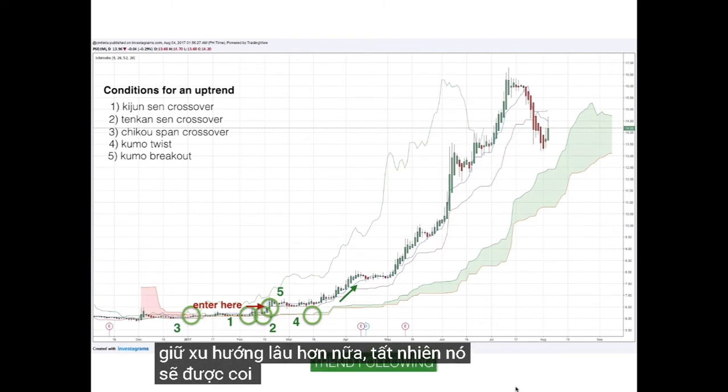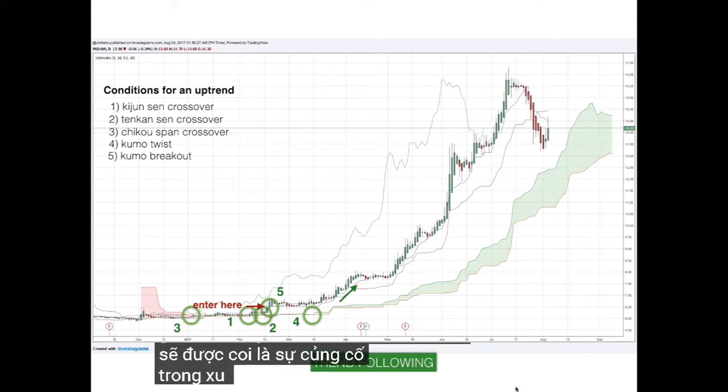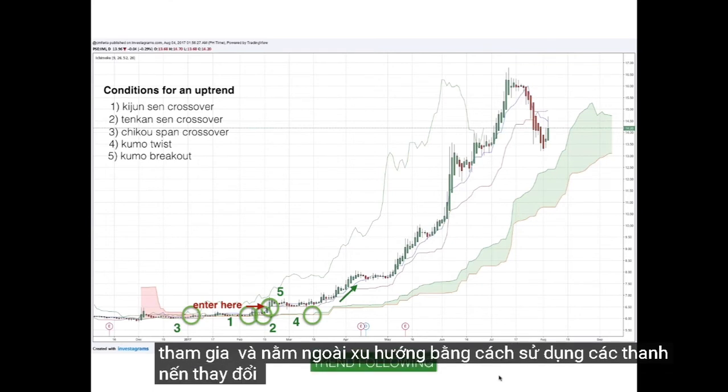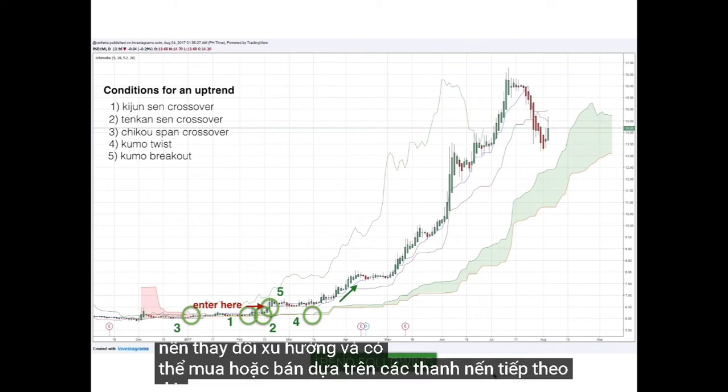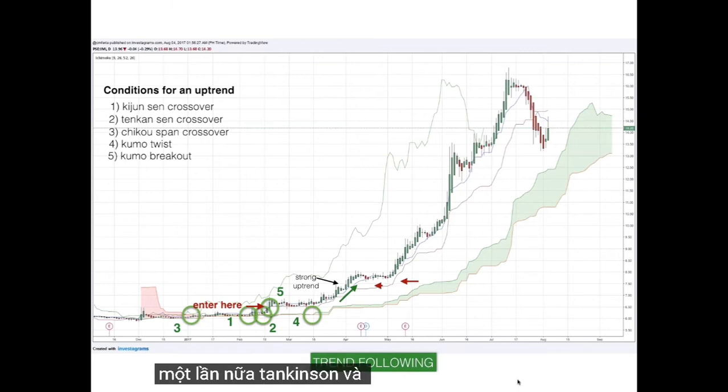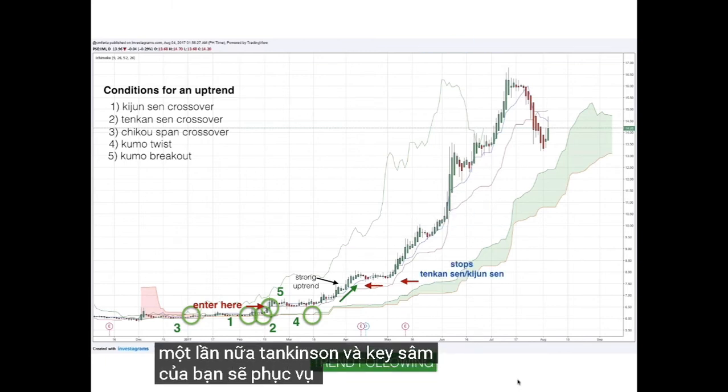Of course, there will be consolidations within that trend, but as long as you're able to get in and out of the trend using the trend change candlesticks and are able to buy or sell based on the succeeding candlestick, then you would have been able to ride this position from start to finish. Again, your Tenkan-sen and Kijun-sen will serve as your support lines.